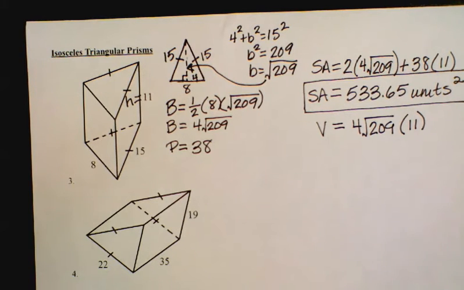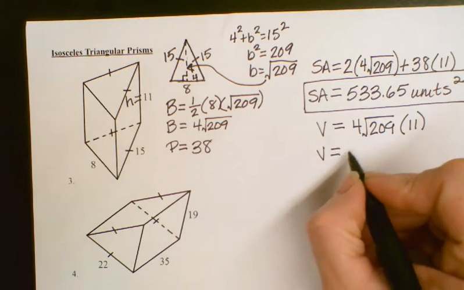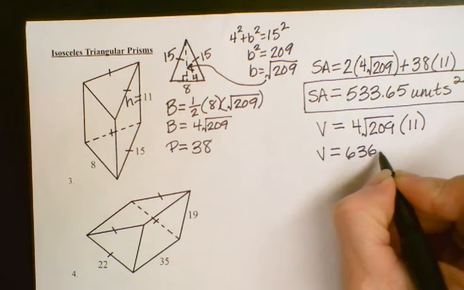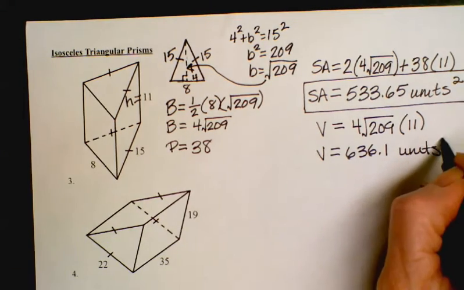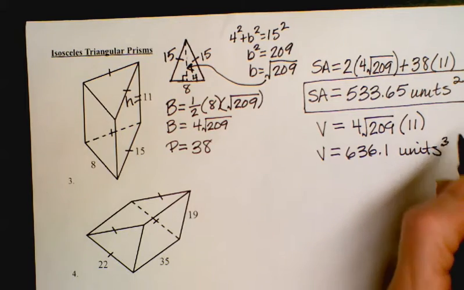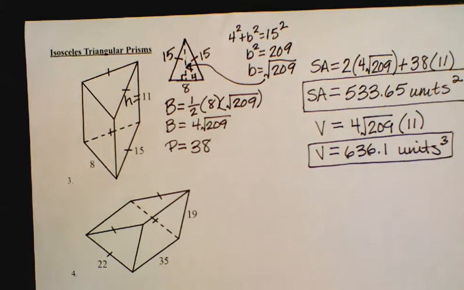So there again, 4 square root 209, close the parenthesis if your calculator opens one. Not all calculators will. Equals 636.1 units cubed. And here again, we don't have a label present other than the expected units label. And that's how we find the surface area and volume when the base is an isosceles triangle.